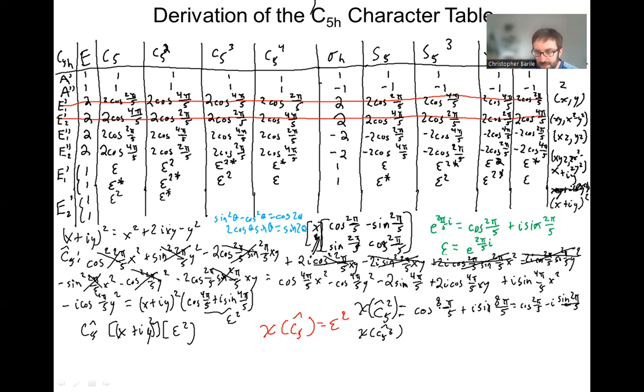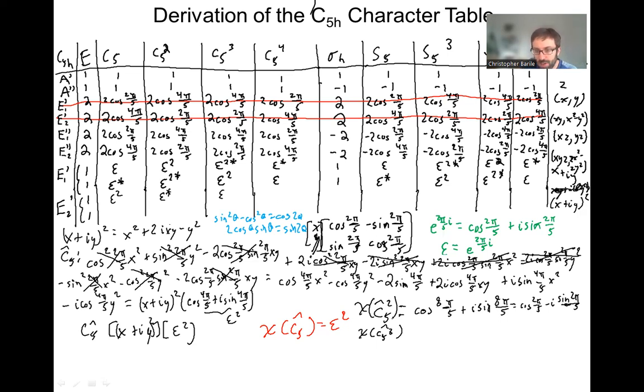And then if we do the chi of C5 3 times, we're going to get the same thing. But now instead of 8 pi's, we started with 6 pi's. So we get 12 pi over 5. Well, 10 pi over 5 is a complete rotation, that's 2 pi. So we're back down to just 2 pi. And so it's going to be equal to cosine 2 pi over 5 plus i sine 2 pi over 5, which is just the definition of epsilon. So we feed in epsilon there.